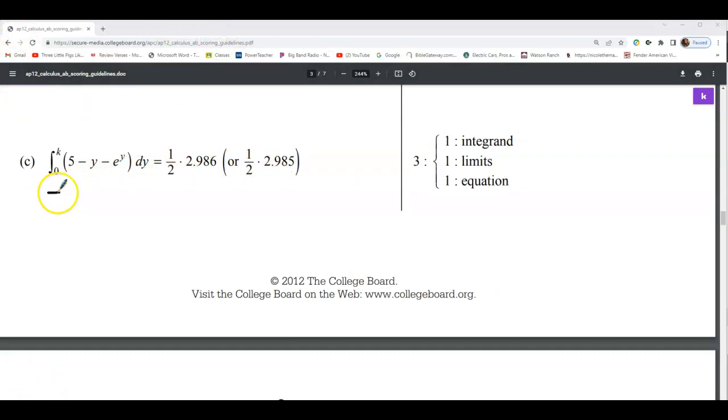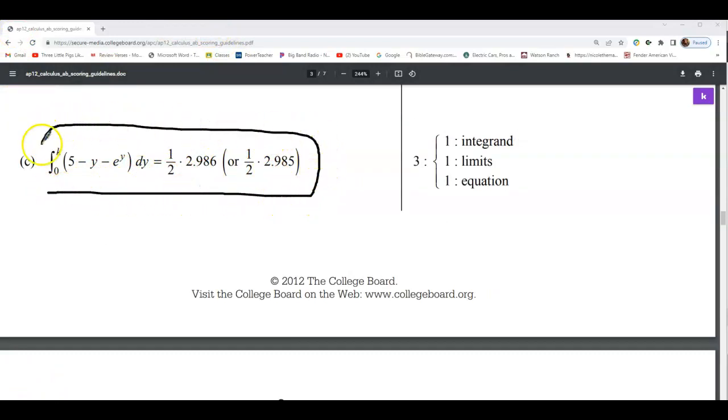And now that I'm looking, this is a different answer. I'll explain why. We would still get credit for our answer, just so you know. This is a different way of answering the question. But it does say you get 1 point for the integrand. So you'd have 1 point for having this correctly set up. The integrand is the part inside the integral. You'd get 1 point for the limits. So we had from 0 to k, and then from k to 1.3 or something like that. And then finally just writing it as an equation.